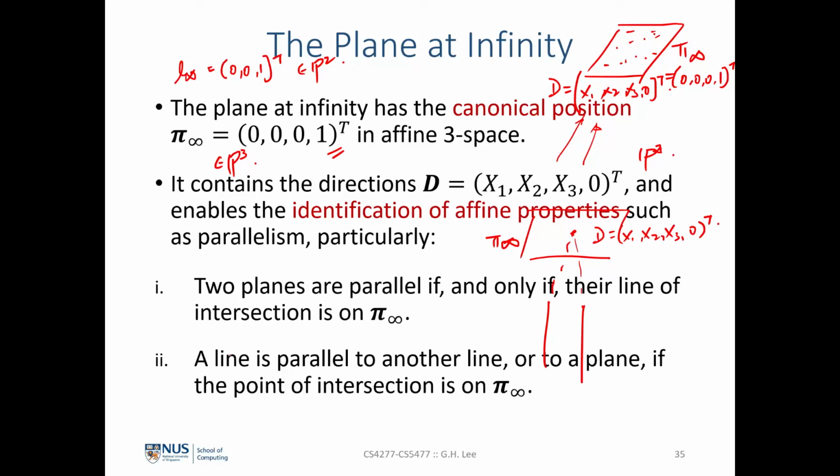This means that two planes are parallel if their line of intersection is at the plane at infinity. And similarly, a line is parallel to another line or to a plane if the point of intersection is at infinity. So in the first case, we are looking at two planes. In the second case, we are looking at a line and a plane. This is the top view of the plane, for example, and they are going to be parallel, and they are going to intersect at this ideal point here.